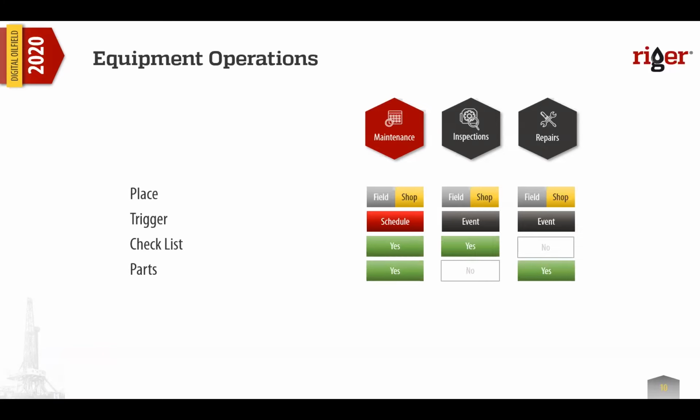Parts. Using parts in maintenance and repairs is a common thing. So when we replace a filter, for example, or we replace any spare parts through the maintenance process, we can consume parts. That does not happen when we do the inspection. This is another difference between maintenance and inspection.